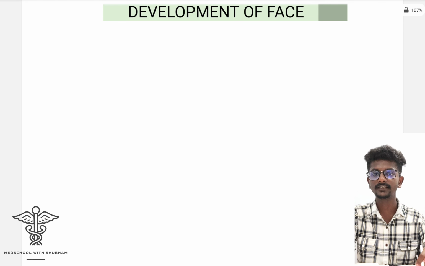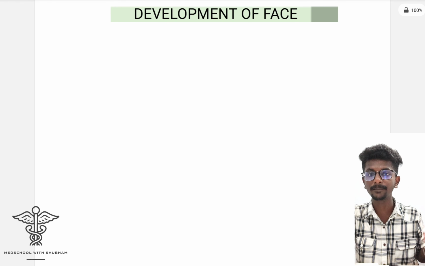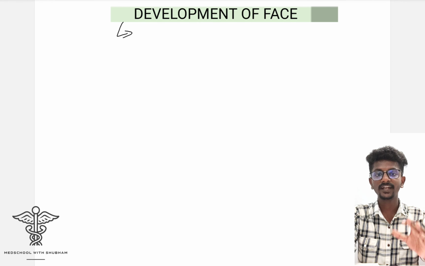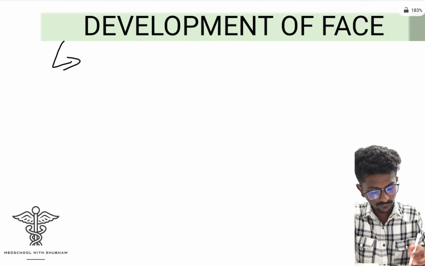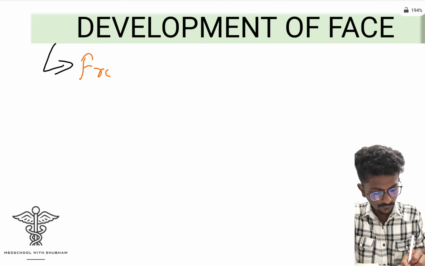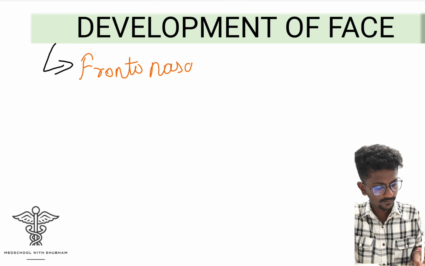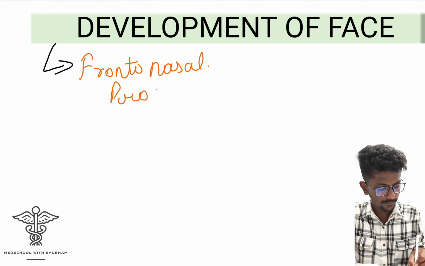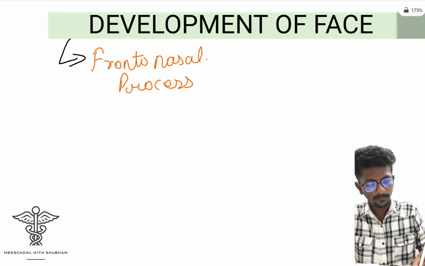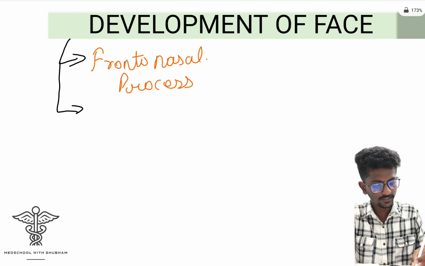So let's get started with today's lecture about the development of the face. For the development of the face, we require 5 components. The first one which is required is the frontonasal process. The first component that we require is the frontonasal process.